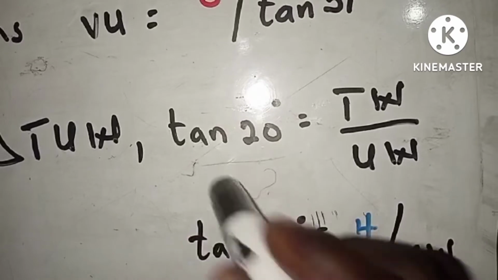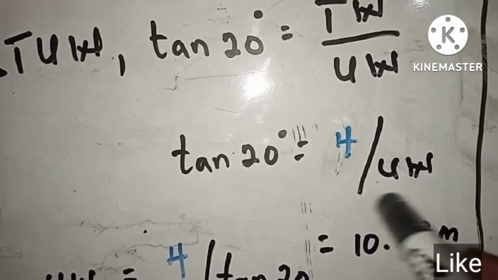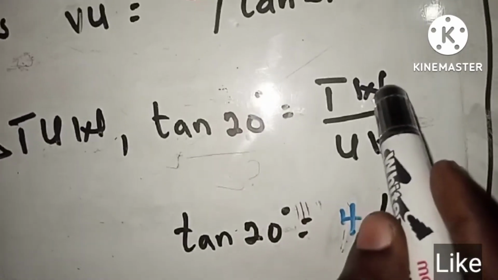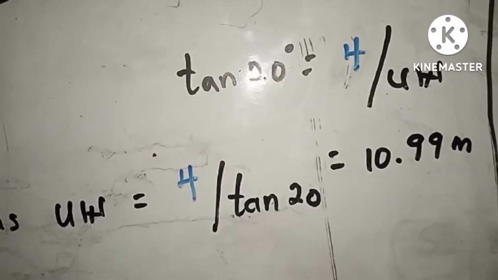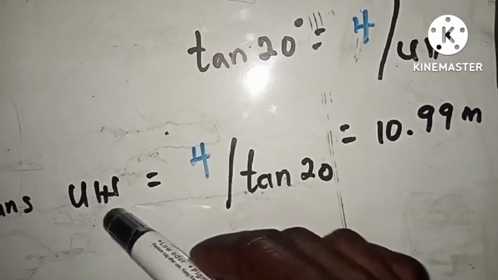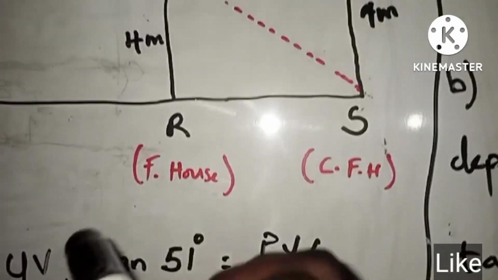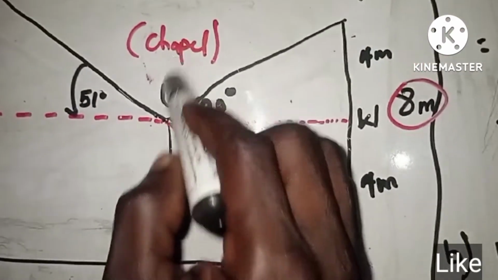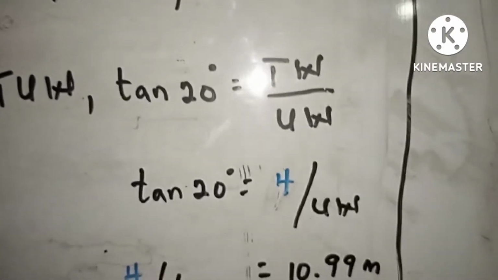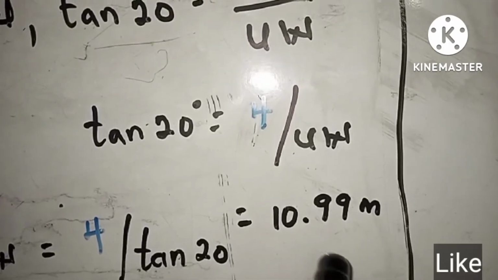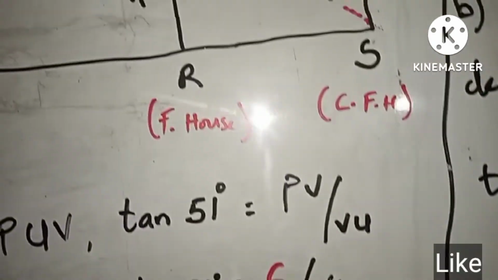So perform the same manipulation, then you are going to have tan 20 is equal to 4 over UW. So this 4 here is the T to the W, right? So the T to W, that was 4 meters. So if you run it, we are looking for the UW, right? So UW here, that's from the chapel to the joint here. Is that okay? So this is the chapel, and from here to here is our UW. If you have that, you are going to get 10.99 meters. Is that okay?